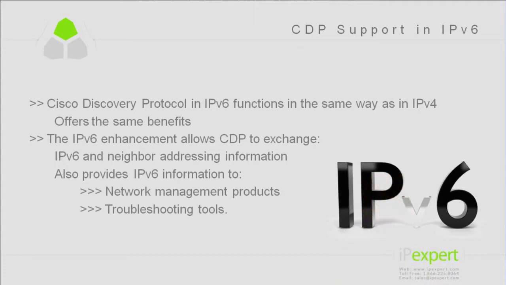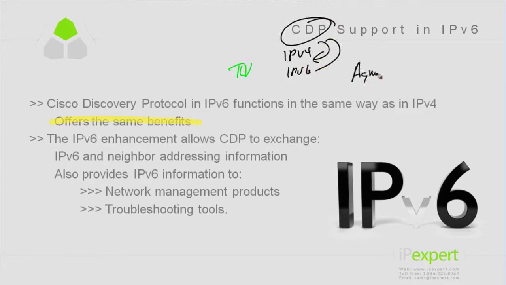Now, the main thing is this, and this is the easiest part. It offers the exact same benefits that we have with IPv4. Now, it does it in the same fashion because, again, we have the capability of supporting these TLVs. So the information that's being exchanged can be related to IPv4 or IPv6 because CDP, by its very nature, is going to be protocol independent, or another term that I like to use is agnostic. So it doesn't really care.